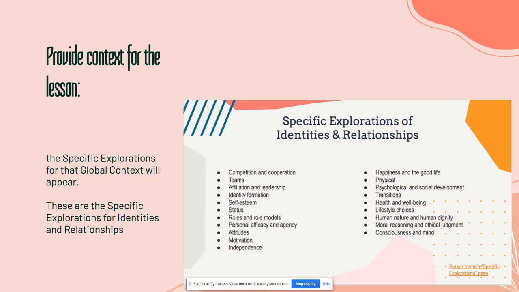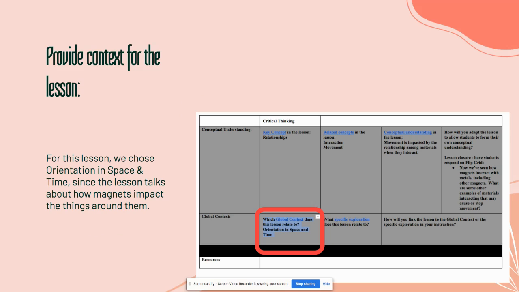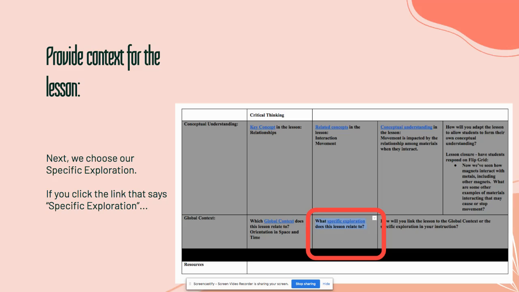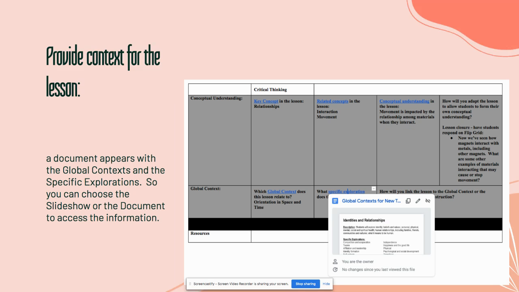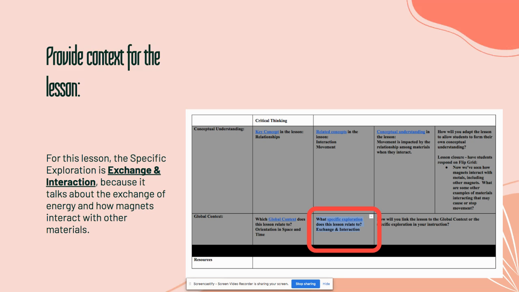These are the specific explorations for identities and relationships. For this lesson, we chose orientation in space and time, since the lesson talks about how magnets impact the things around them. Next, we choose our specific exploration. If you choose the link that says specific exploration, a document appears with the global context and the specific explorations. So you can choose the slideshow or the document to access the information, but it's all the same information. In this lesson, the specific exploration is exchange and interaction because it talks about the exchange of energy and how magnets interact with other materials.